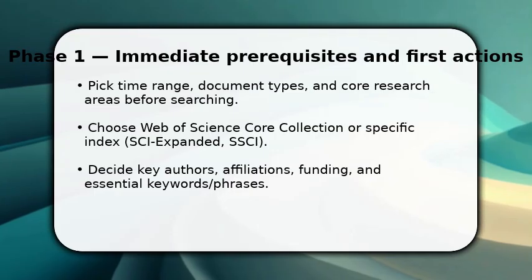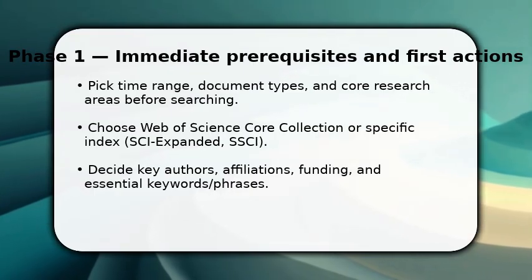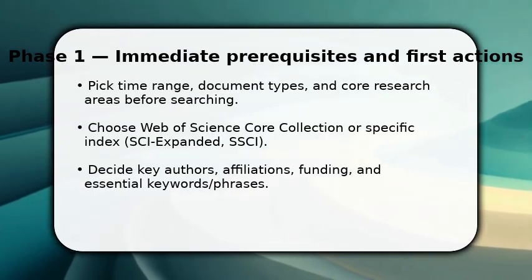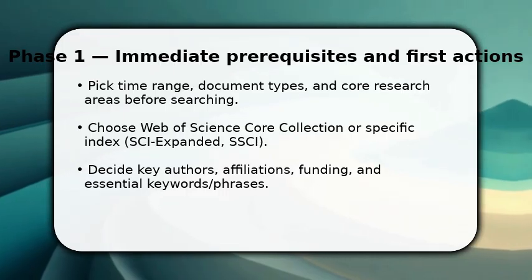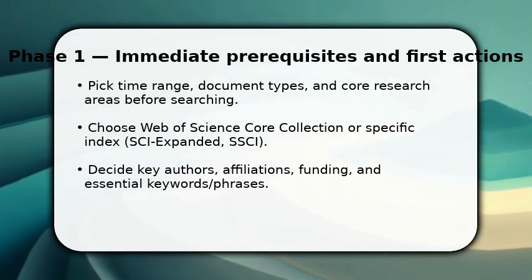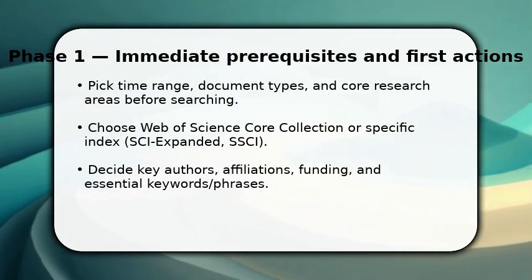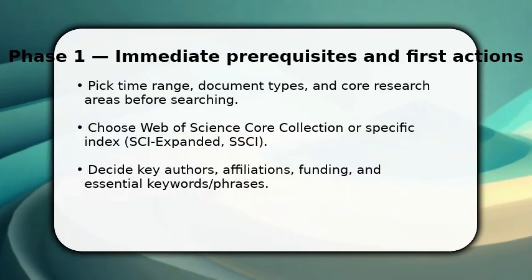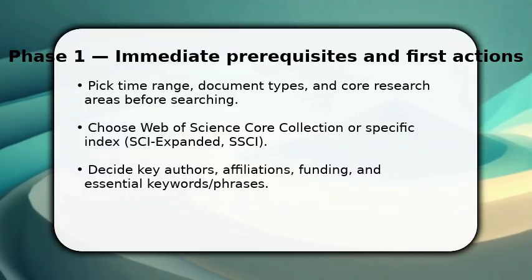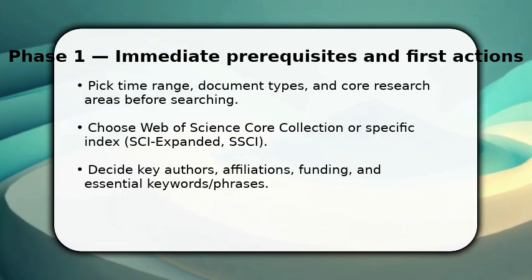You begin by narrowing scope. Set a time range and select the core collection index you need. Input exact phrases in quotes and combine keywords with Boolean operators. This reduces noise immediately. Once done, add field tags, TS for topic, AU for author, TI for title, so the system searches the right metadata.